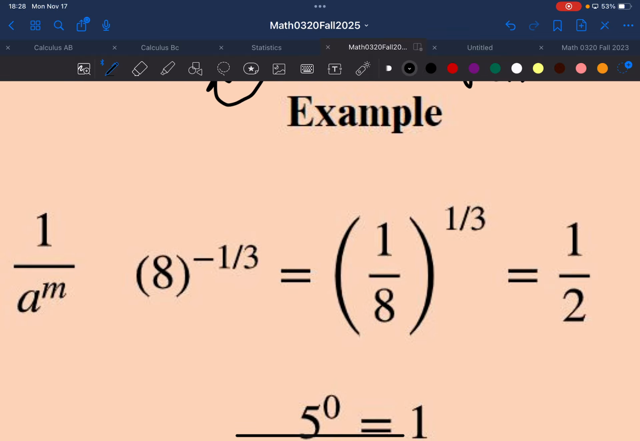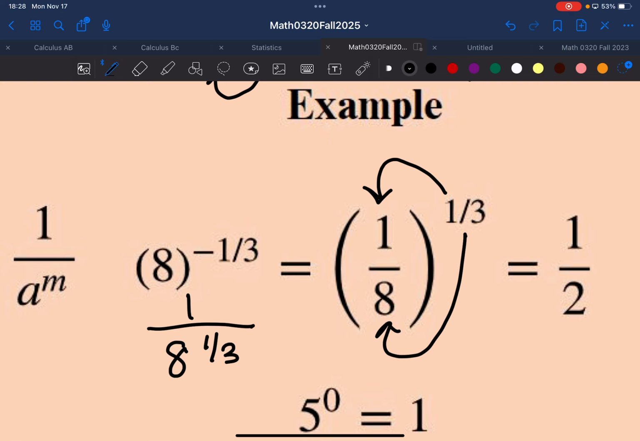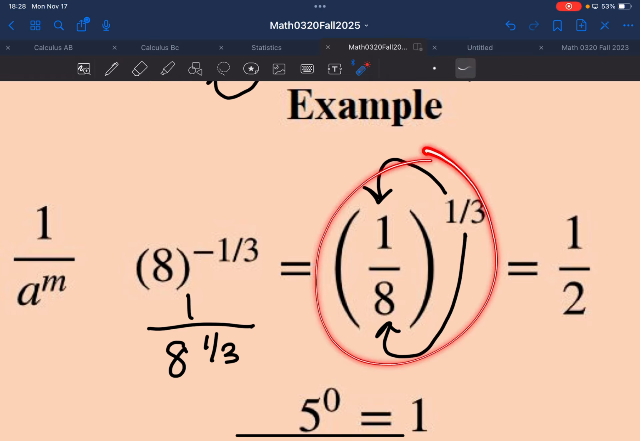The reason why they're putting it in parentheses and doing the 1/3 is so you can practice this rule. But if you're writing it from here, this is the same as just saying 1/8 to the 1/3 power. So both would give you the same answer. Again, they are just writing it this way so you can practice that power of quotient rule.